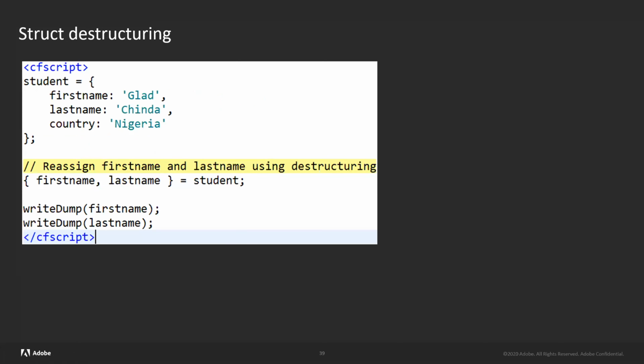There is destructuring as well, not just from an array. I can do this for a struct as well. So I have a struct key-value pair right here. Now I'm just interested in the first name and the last name elements. So I'll just use first name, last name, and reassign first name and last name using destructuring. So I can get access to the values straight away. When I do a write dump for first name and last name, I'm going to get the corresponding values straight away. It's as simple as that.